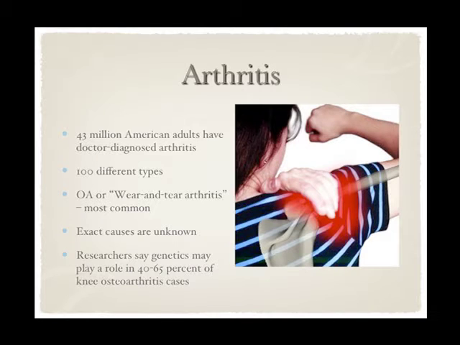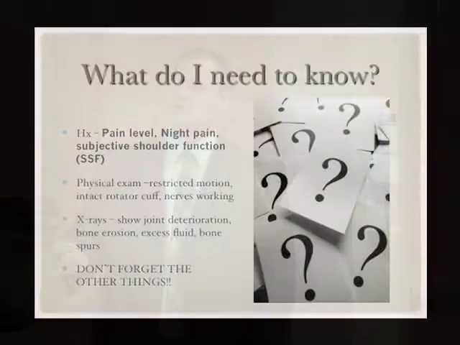Arthritis is another common problem in the shoulder. We know that arthritis affects about 43 million Americans annually, and there are hundreds of types. The most common is osteoarthritis. This is the wear and tear arthritis that Dr. Chaudhary was talking about. So what do we need to know?